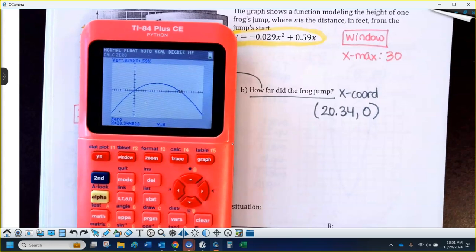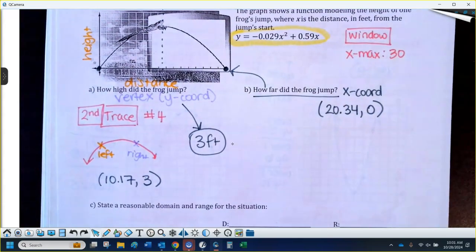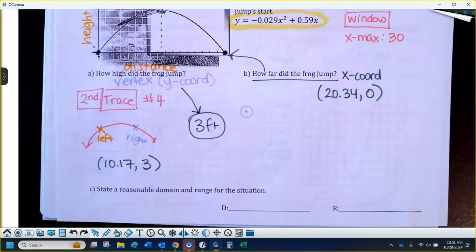If you don't start at 0, 0, then you can't use the symmetry unless you know the other 0. So you can use symmetry here, but in case you can't, you can also use that method we just used above. So then here, reasonable domain.